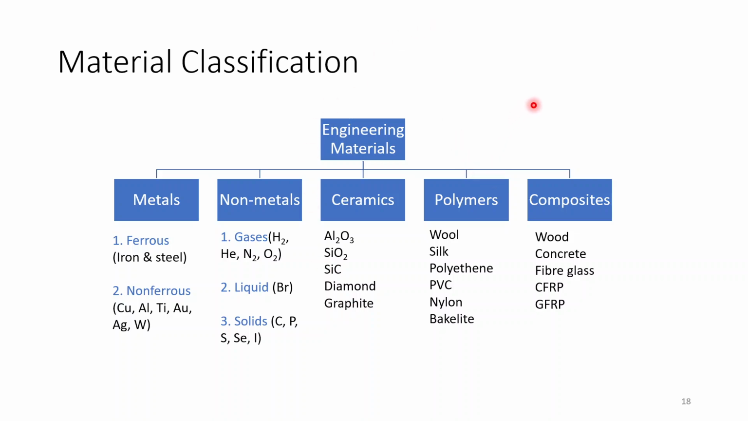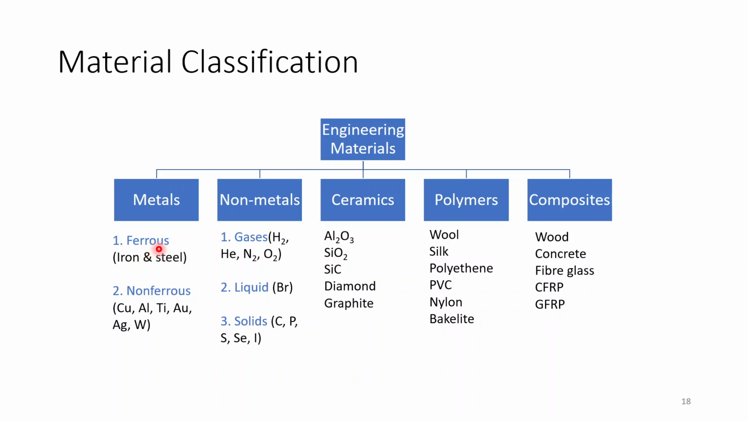Next is material classification. Materials can be classified into 5 types. These are 5 large categories. First is metals. Metals are on the left hand side of the periodic table. On the right hand side you will have non-metals, and in the middle we have semi-metals as well, which are used as semiconductors such as silicon and others.